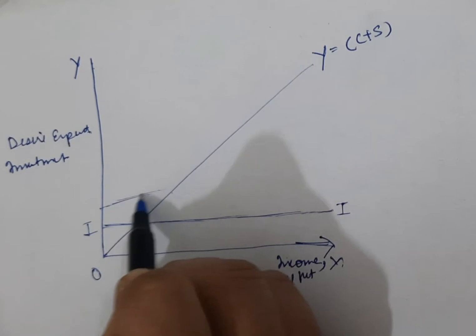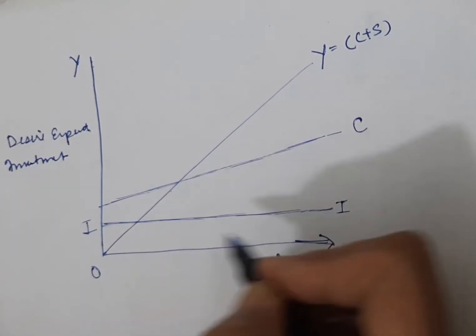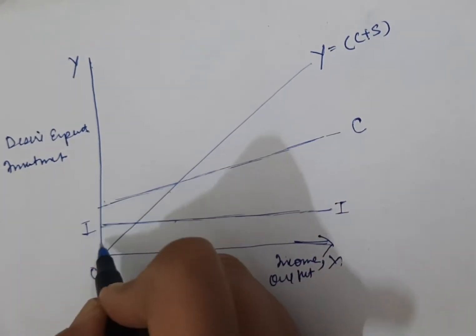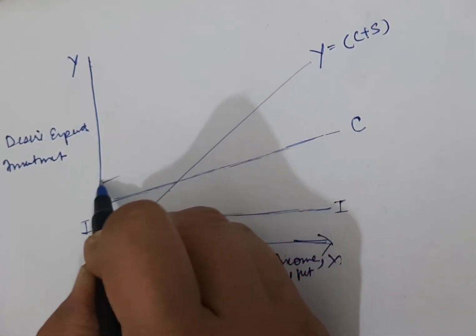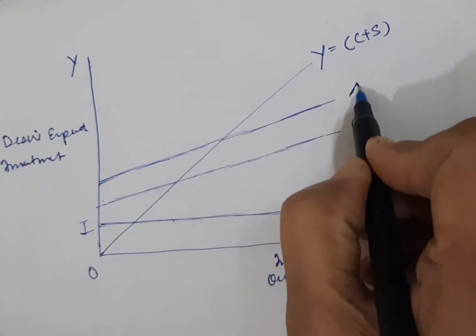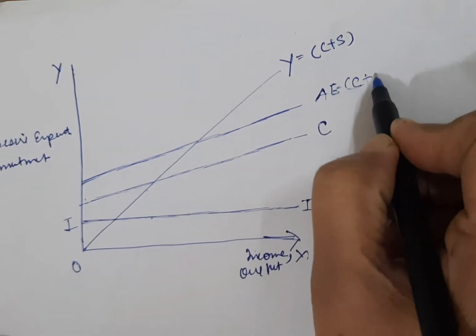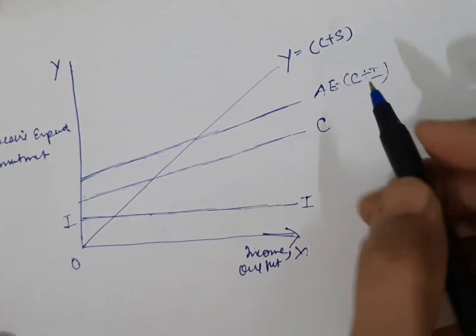This is your C curve, a positively sloping curve, consumption curve. Over here, just vertical summation of these two curves is the result. This is your aggregate expenditure curve. All right. And this is composite of C plus I, consumption plus investment.